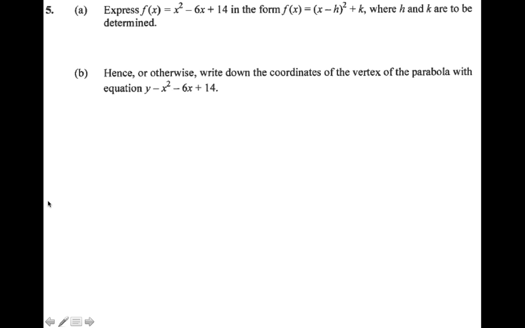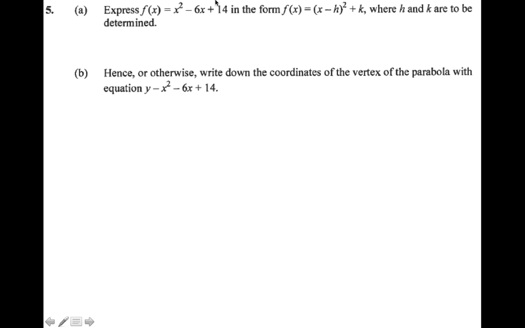Okay, this is the video for questions 5 and 6. Number 5a. Express f of x equals x squared minus 6x plus 14 in the form f of x equals (x minus h) squared plus k, sorry. So this is standard form, this is vertex form.